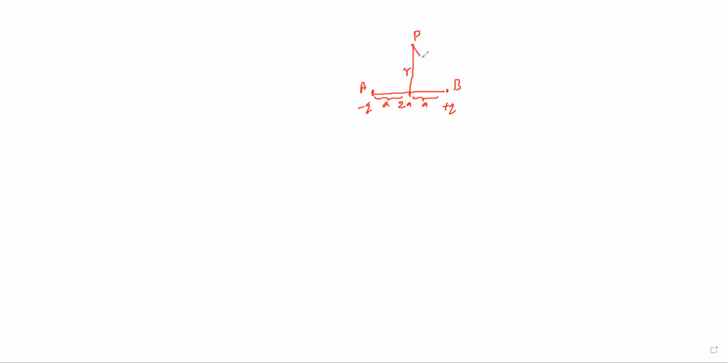Now what about PB length? It looks like a right angle triangle. And these two are the sides, this is hypotenuse. r and a. This value hypotenuse, as you know, is (r square plus a square) whole power 1 by 2, square root of r square plus a square. At the same time, AP distance also is (r square plus a square) power 1 by 2.